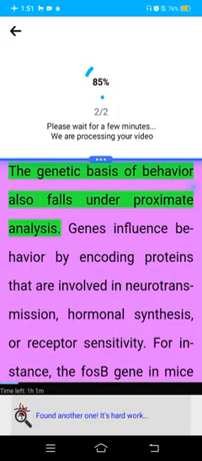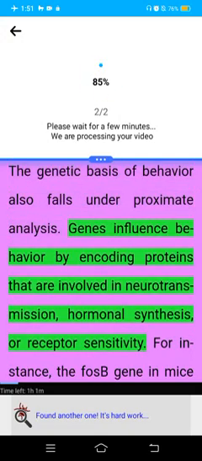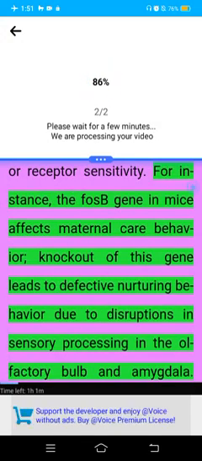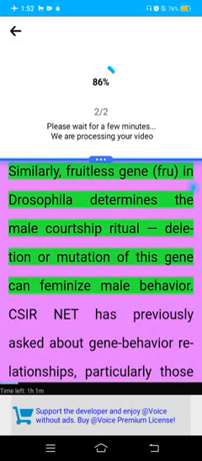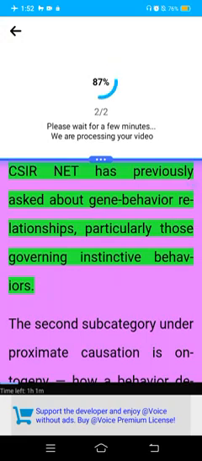The genetic basis of behavior also falls under proximate analysis. Genes influence behavior by encoding proteins that are involved in neurotransmission, hormonal synthesis, or receptor sensitivity. For instance, the Fosb gene in mice affects maternal care behavior. Knockout of this gene leads to defective nurturing behavior due to disruptions in sensory processing in the olfactory bulb and amygdala. Similarly, the fruitless gene, Fru, in Drosophila determines the male courtship ritual. Deletion or mutation of this gene can feminize male behavior. CSIR NET has previously asked about gene-behavior relationships, particularly those governing instinctive behaviors.